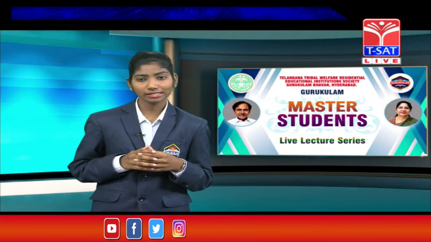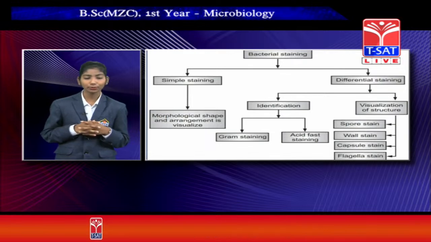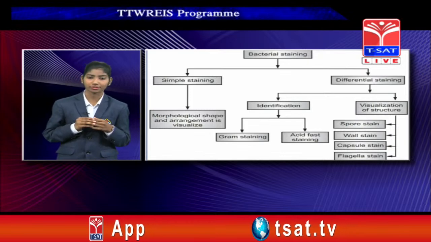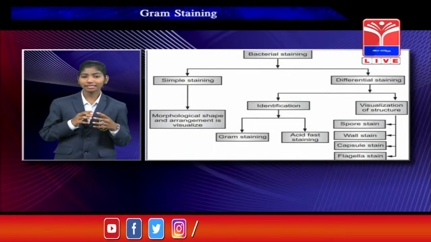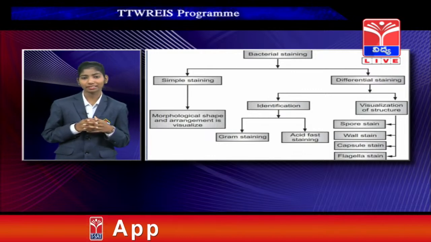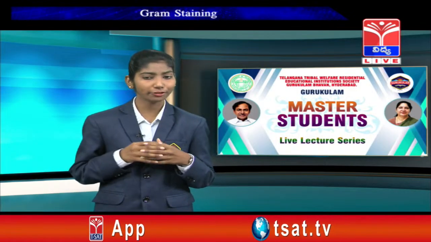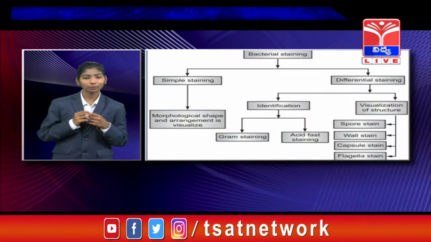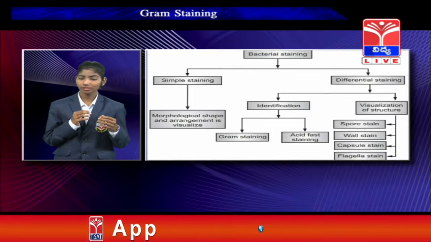The second one is differential staining. Differential staining is again broadly classified into two types: identification and visualization of structures. Gram staining as well as acid-fast staining are the two stainings that come under identification in differential staining. Whereas for visualization of structures of bacteria, we can find four different types: the first one is flagellar staining, the second one is capsular staining, the third one is wall staining, and the last one is spore staining.